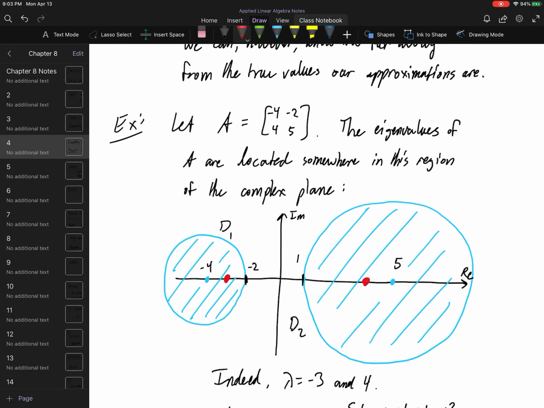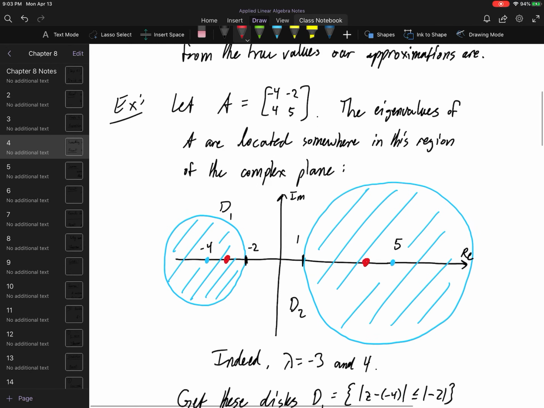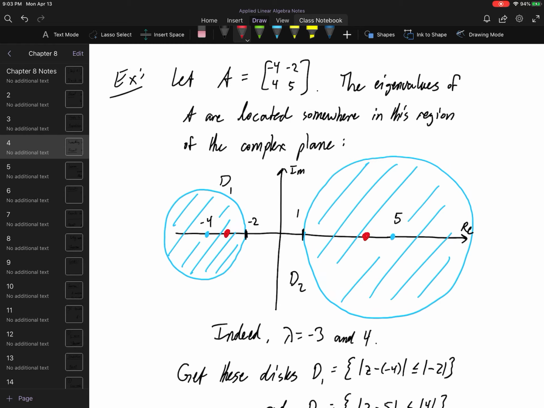And this is the new material. This is something that we probably, more than likely, haven't seen before. So let A be this matrix, minus 4, minus 2, 4, 5. The eigenvalues, I can tell you, are located somewhere within the following regions of the complex plane. So I can actually go ahead and compute.